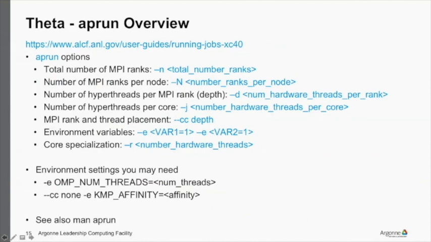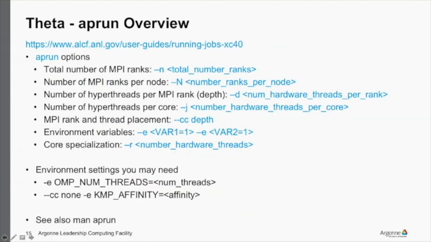One parameter that I do encourage using, if you are not using all of the threads for your application, is -r for core specialization. This will shift things like the OS processes off to a single hyperthread that the application is not using. This would be one mechanism to help reduce variability in your runtime, at least the on-node sources of variability.